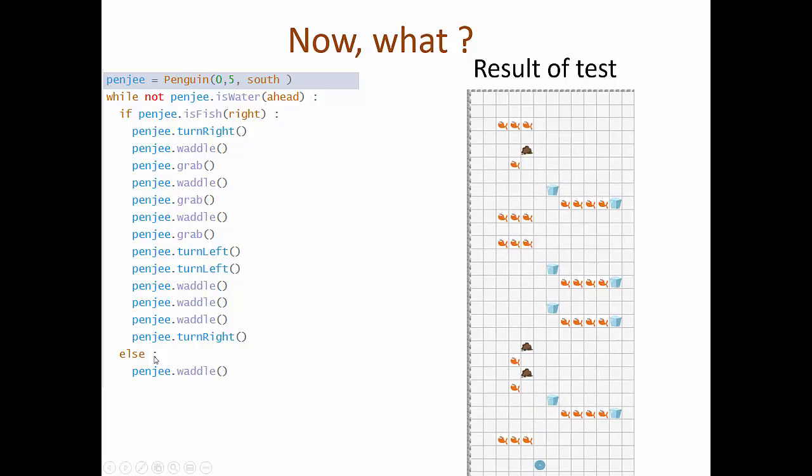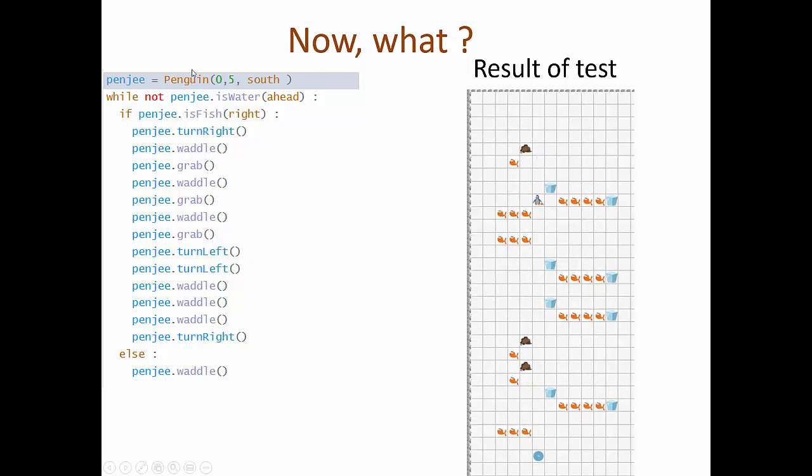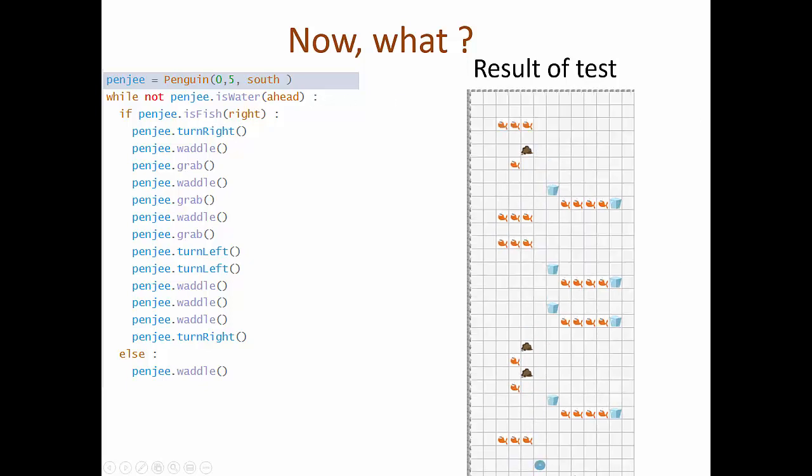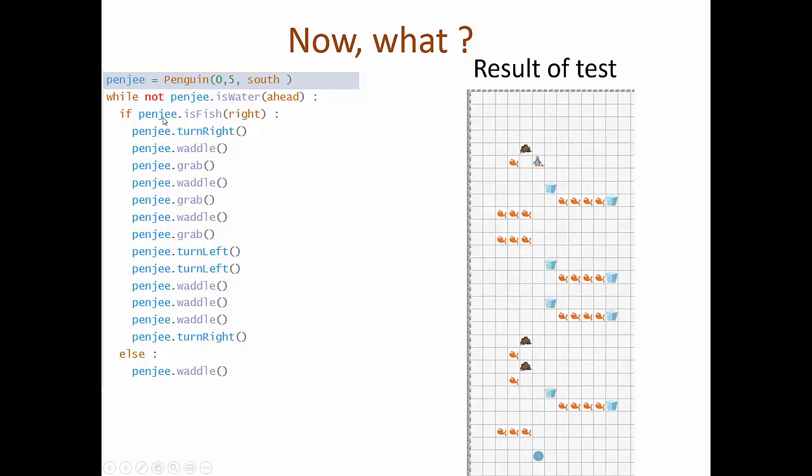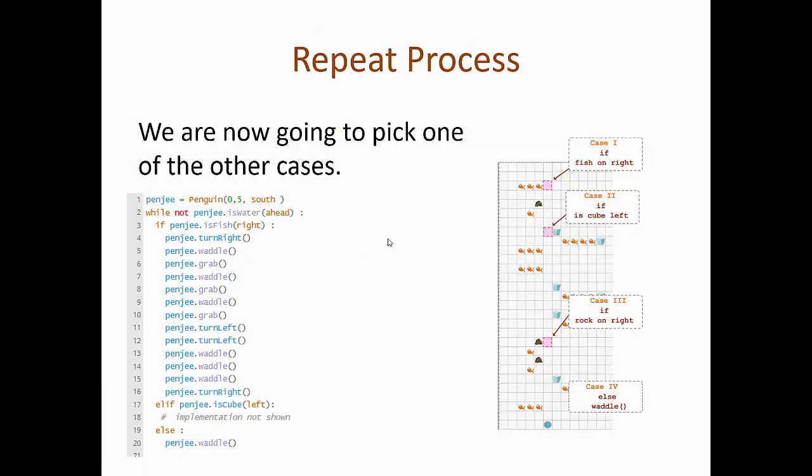So right now, what I know is that I'm starting the penguin in the right spot, at least it looks that way. My while loop seems to be correct. It gets me to where I want to go. My if test works perfectly, and now I just have to deal with some other cases. We're going to go back to our process and look at this here. We dealt with case 1. We always have the else waddle down there. And now you could either do case 2 or case 3.